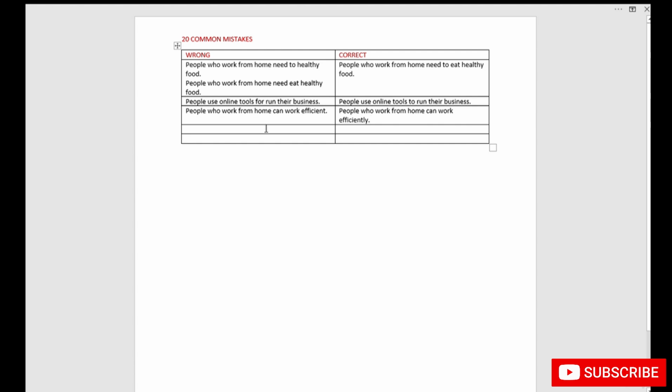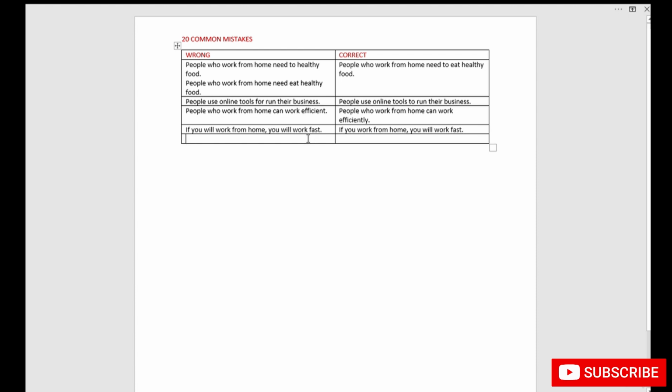The next mistake is about will. Now you cannot use will twice in the same sentence. So for example, if you will work from home, you will work fast. Now this would be wrong because the sentence in here before the comma, the sentence which includes if, the conditional part, should be simple present tense. So the correct version would be if you work from home, you will work fast.